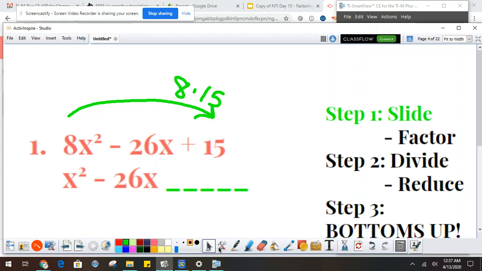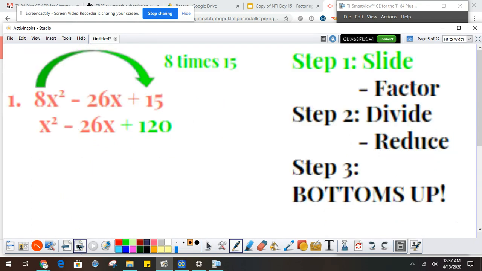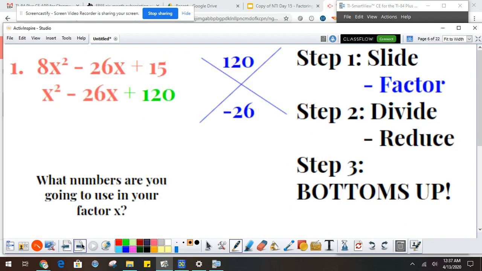So I'm going to take that 120 and I'm going to add it to the end. So my new problem now is x squared minus 26x plus 120. Since I have 1x squared, now I can use slide and divide. Slide the 8 out of the beginning to the end. Then you have something you can use the factor x on. Remember, on the factor x, you take your end number, which in this case is 120. It goes on top. And your middle number, negative 26, it's on bottom.